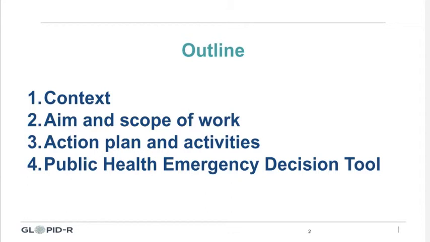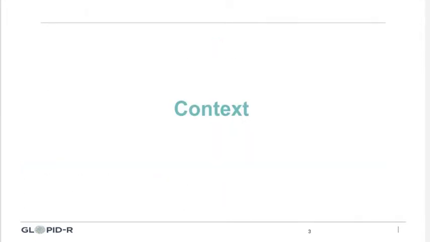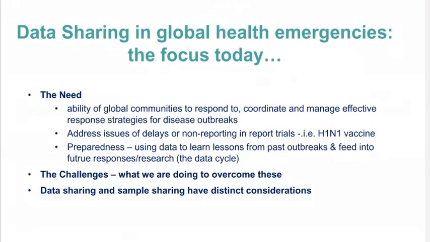Today, what I'm going to do is talk about, in the outline of the talk, four main areas. One, I'll talk about the context of data sharing. Two, the aims and scope of the work that the GloPID-R Data Sharing Group has outlined. Then the action plan that we developed and the activities surrounding that action plan. And then I'd like to emphasize a couple of the pieces of work that we're taking forward, one being the public health emergency decision tool and the principles, as well as talking about the emphasis of our work over the next 6 to 12 months.